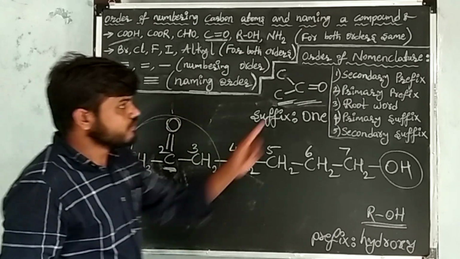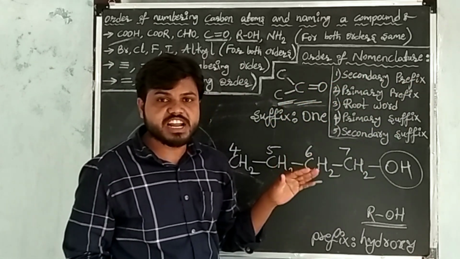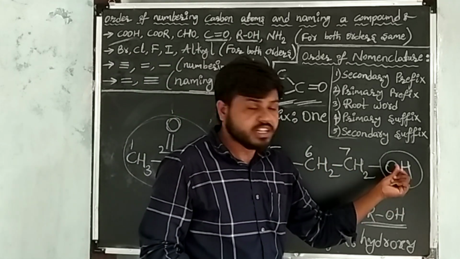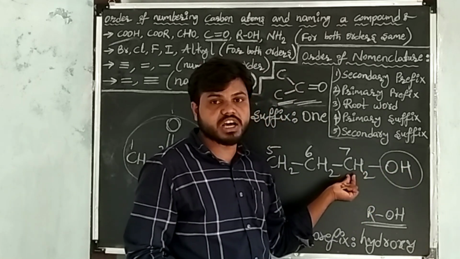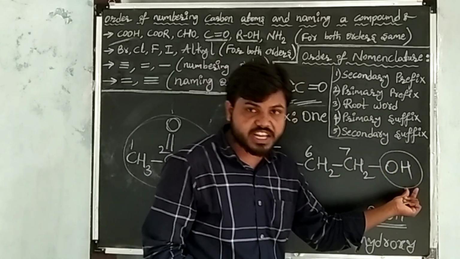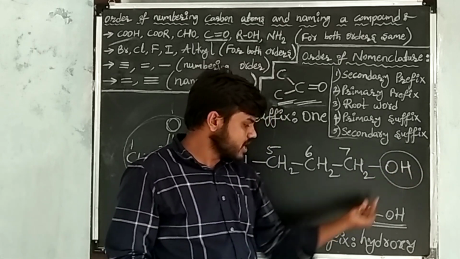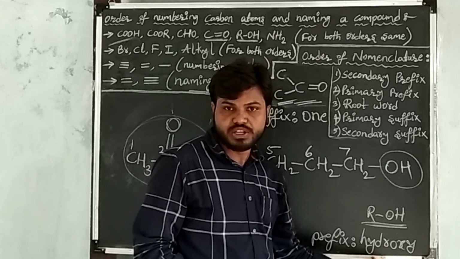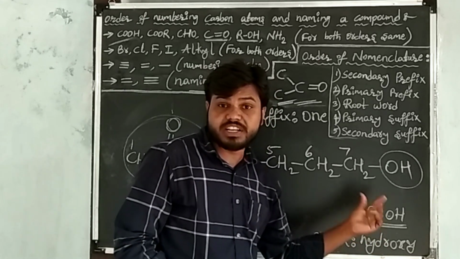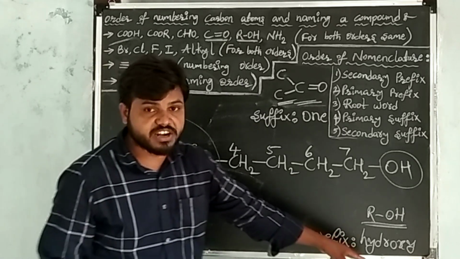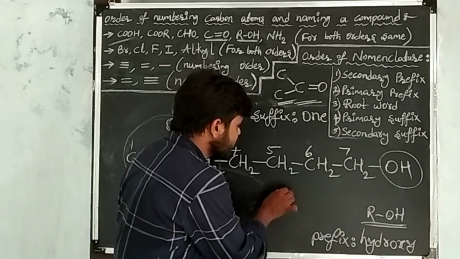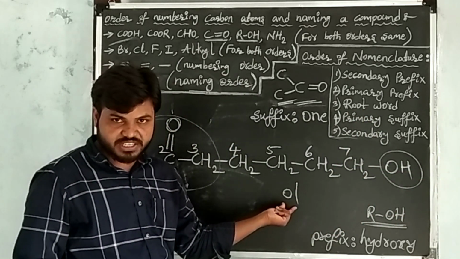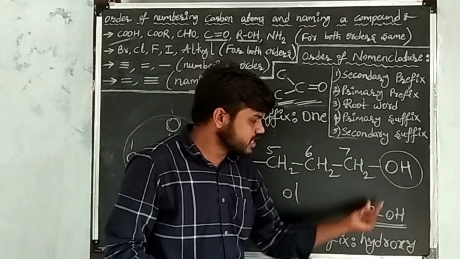After giving numbers, first write the secondary prefix. Secondary prefixes are substituents. Here one substituent is there, that is alcohol. The position of the alcohol is seventh carbon. First write the position of the alcohol, then the prefix of alcohol. Prefix of alcohol is hydroxy. It is not ol, it is hydroxy. We use the suffix ol when the alcohol becomes the secondary suffix.